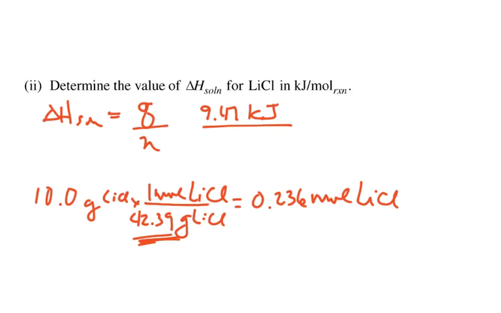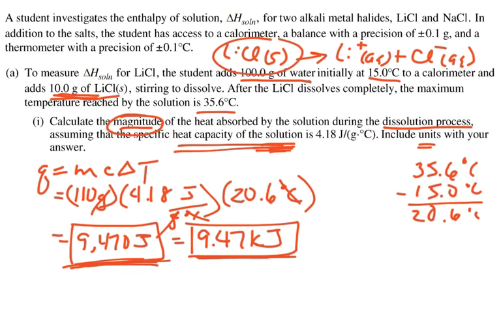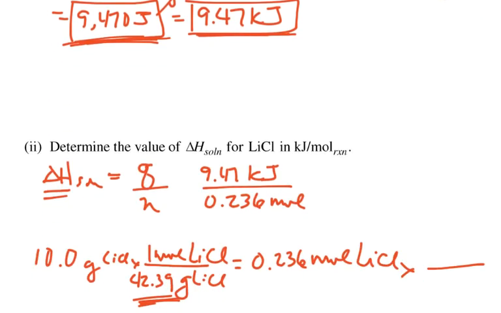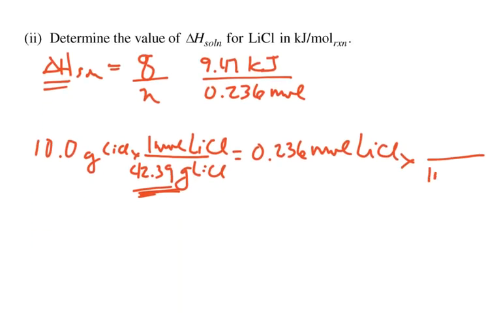So back here to the first part, the delta H of our solution is going to be 9.47 kilojoules divided by 0.236 moles. And that's moles of lithium chloride. And officially, because of our equation up here, for every mole of lithium chloride we get 1 mole of reaction, so we can put that in if we want to. 1 mole of lithium chloride is 1 mole of reaction. So when we're done, it's the same number. So that's the moles of reaction.